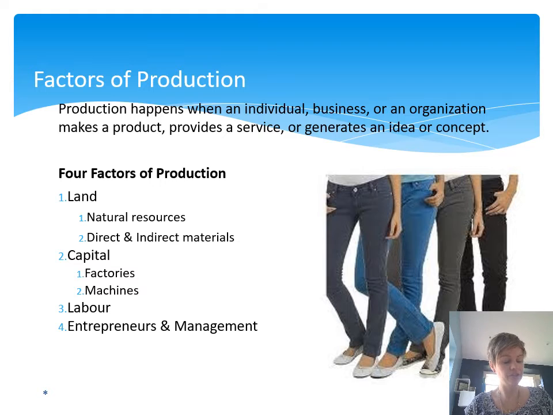So the first one, 17A, is land. 17A1, natural resources, and we also have direct and indirect materials. B is capital, and we also have factories and machines for B. C is labor, and D is entrepreneurship or management.